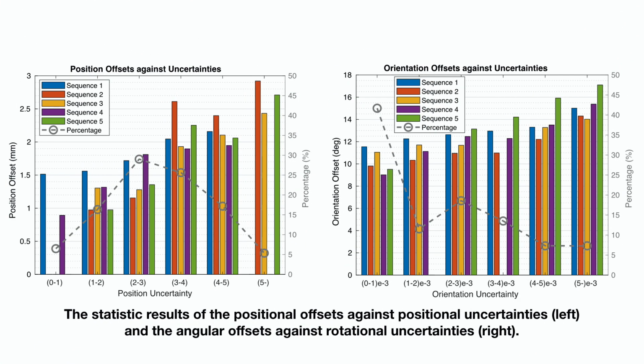We propose an assumption that the uncertainty is proportional to the localization error, i.e. the predicted global pose with higher uncertainty should have a larger localization discrepancy, and vice versa. The statistical results of the positional offsets against positional uncertainties and the angular offsets against rotational uncertainties are shown in this figure. It can be observed that as the positional and angular uncertainties increase, the positional and angular geometry errors also generally increase in each sequence, which can verify the proposed assumption at the beginning.